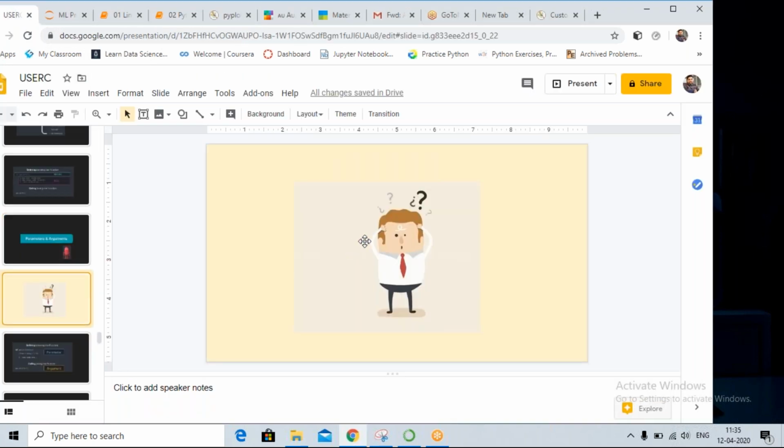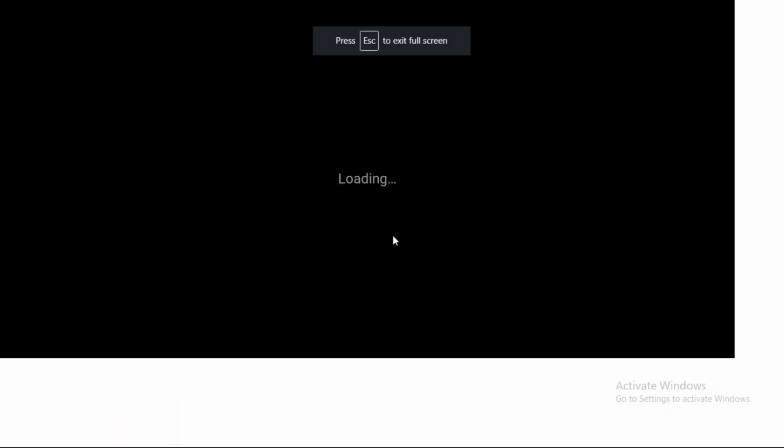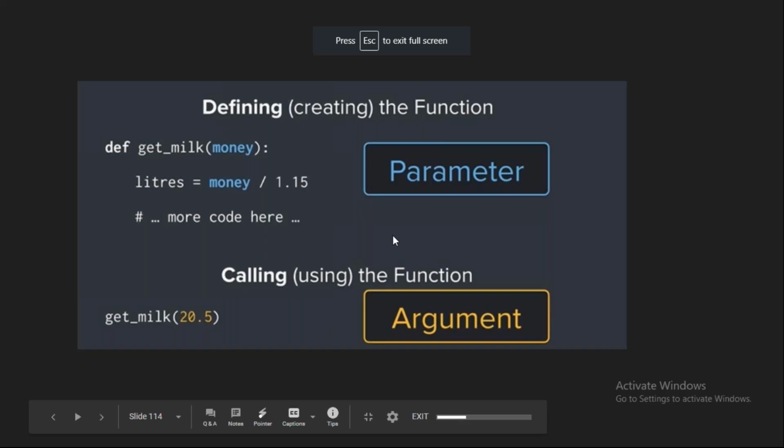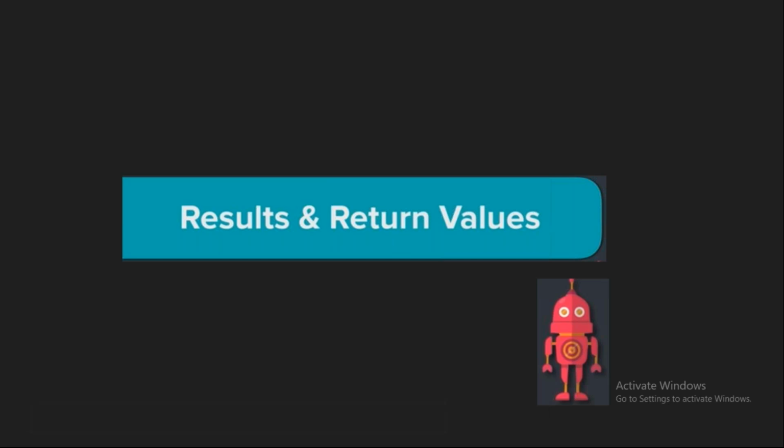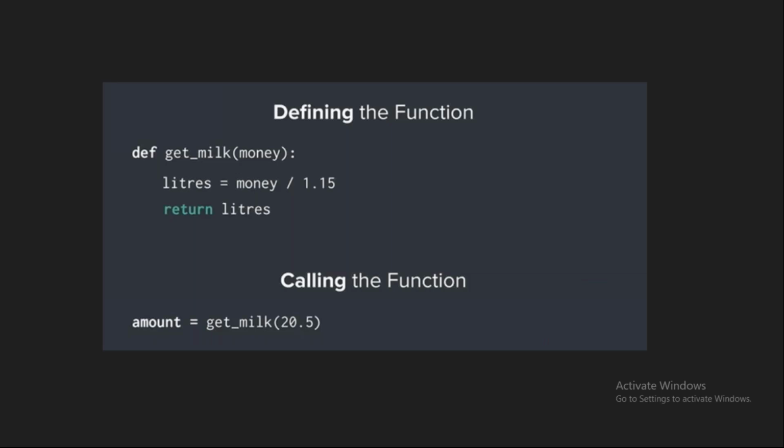Okay. Now that we understand what parameters and arguments are, let's move to the next topic. Now we want the function to return us something, or return us the result, because this was just following some commands. It was not returning us some values. We want that function to return us something. So how can we do that?